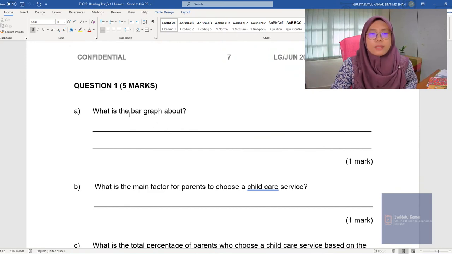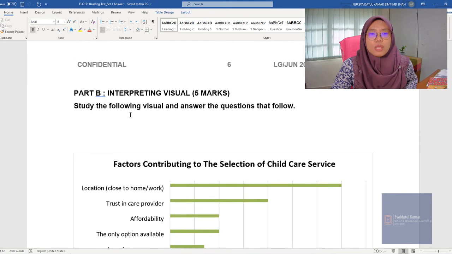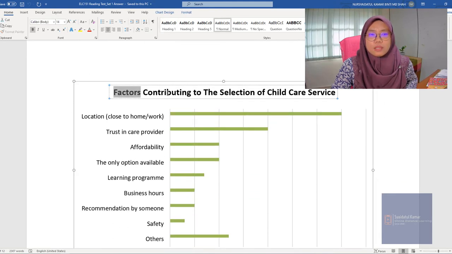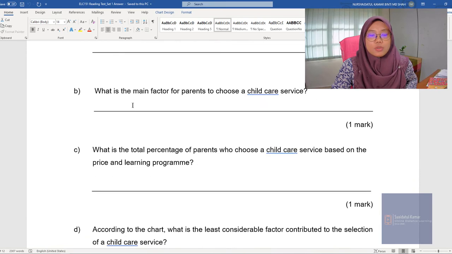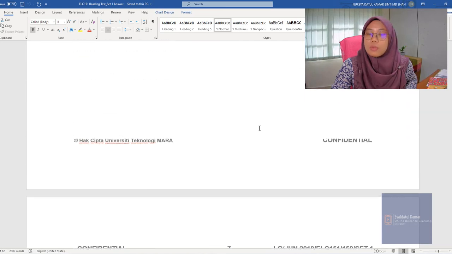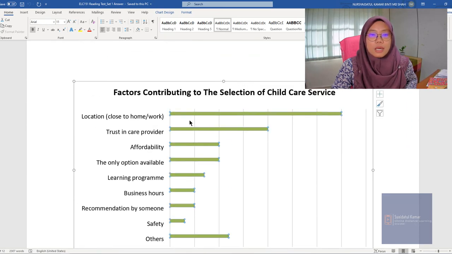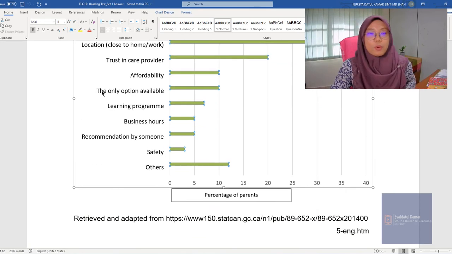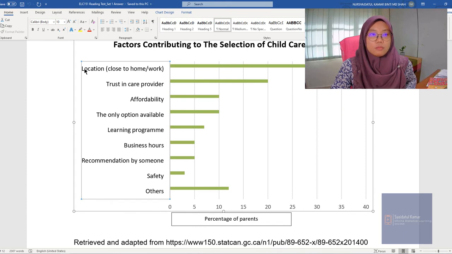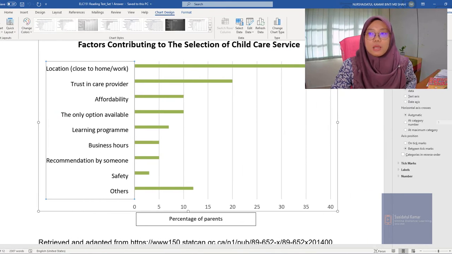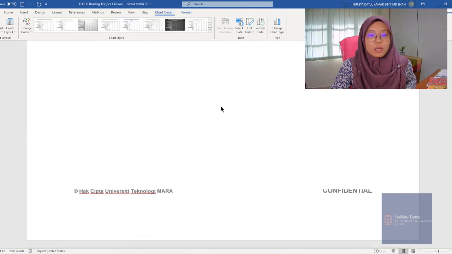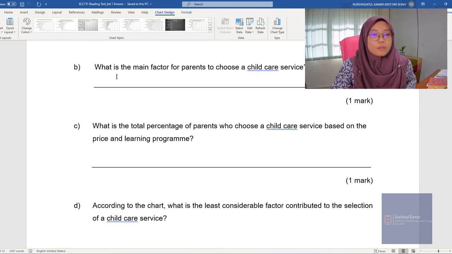Okay, take a look at the questions. The first question, what is the bar graph about? The answer would be this: the bar graph is about factors contributing to the selection of childcare service. Question number 2, what is the main factor for parents to choose childcare service? As you can see, what is the factor with the highest number of respondents? That would be location, close to home and work. So that is the answer for question B.